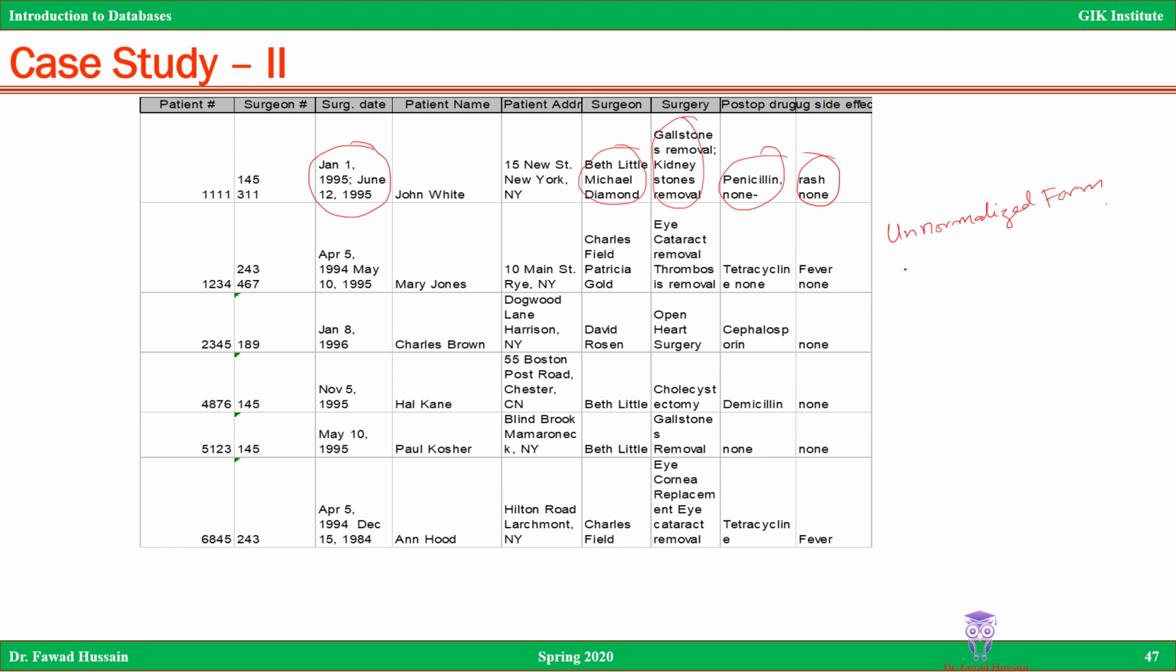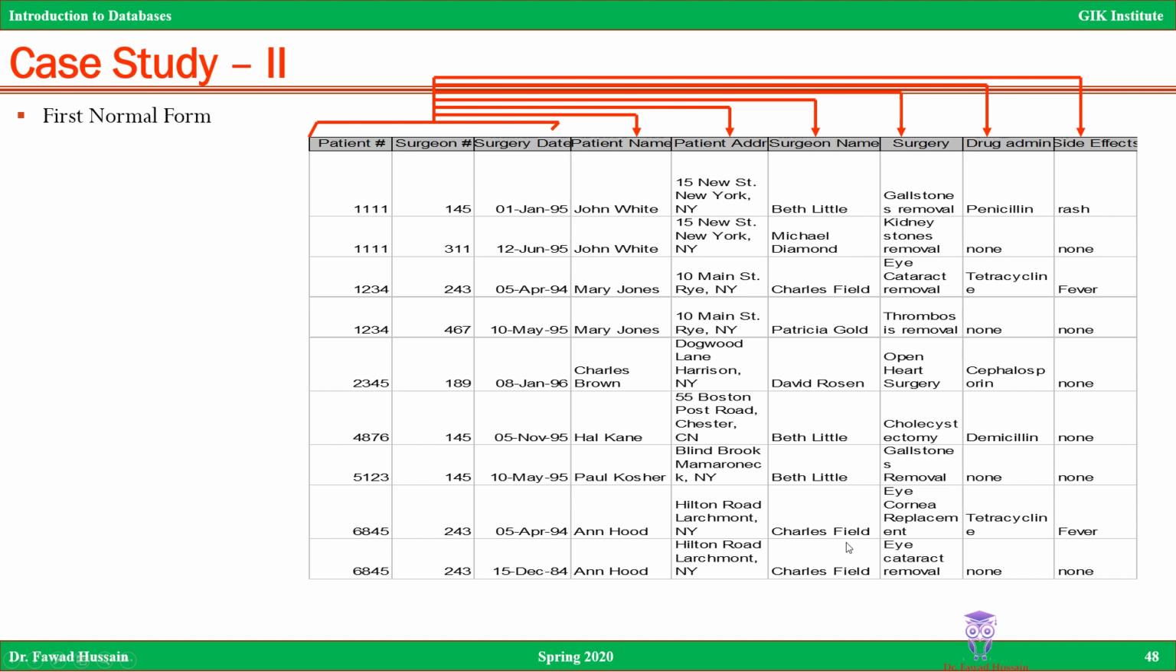So to convert this into the first normal form, what I need to do is remove all these multiple values inside a cell, and to do that I have this table now. So I have just repeated it. So patient number 1111, the first surgery is in the first row and the second surgery is in the second row. So ideally I would like to have this kind of dependency, because a patient can have multiple surgeries by multiple surgeons on multiple dates.